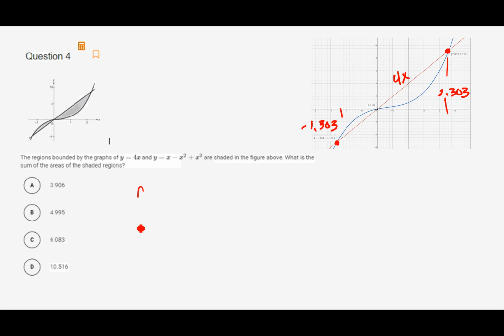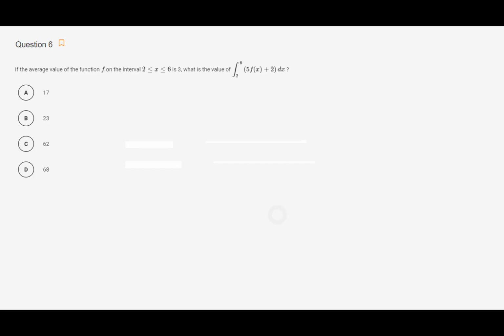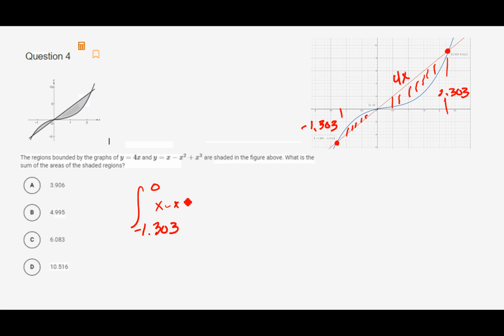All right, so my integral is going to be a combination of two regions. So I have this region, but then I also have this region. So the first one is negative 1.303 all the way to 0. And we can still do top line minus bottom line. So this blue subtract the red, or the straight line. And so my curved one was the x minus x squared plus x cubed minus the other one, which is 4x dx. So that will give me region 1.